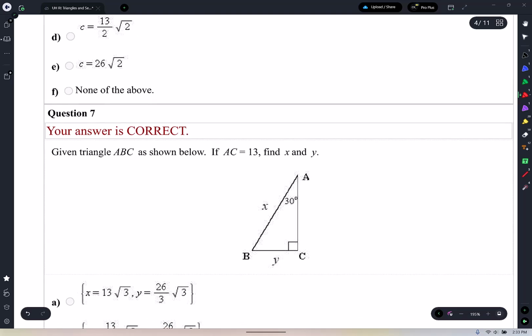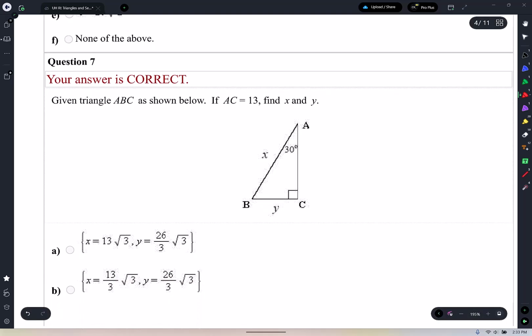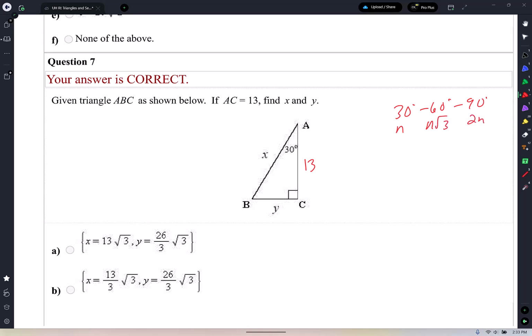Okay. Triangle ABC is shown. If AC is 13, find x and y. Again, it's a 30, 60, 90 triangle. n, n root 3, 2n. That 13 is the long leg. Do you guys see that? So I put 13 there. 13, not 13 degrees. So n square root of 3 equals 13. Divide by square root of 3. Divide by square root of 3. So n equals 13 over root 3. Rationalize it.